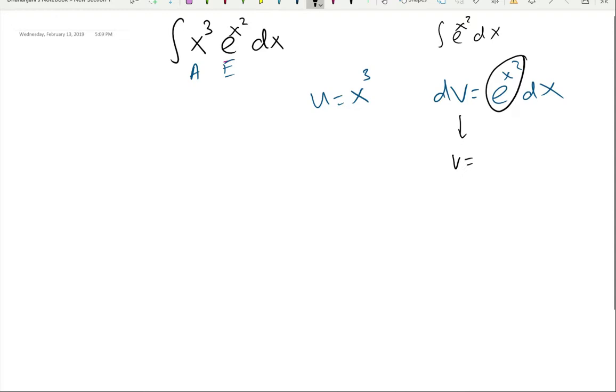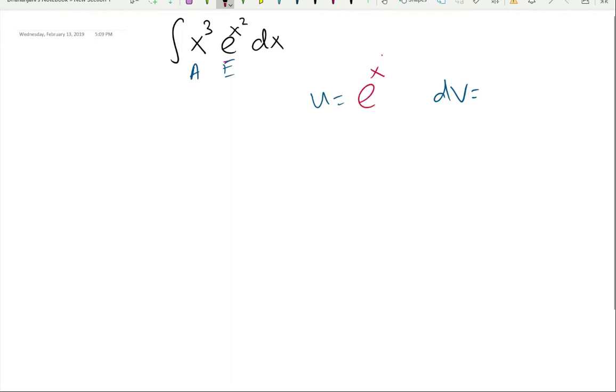What can we do? Well, you might think our choice for u and dv is wrong, so let's switch them and see what we get. If LIATE doesn't work, it seems like that's the only way, right? Let's choose u to be e to the x squared and dv to be x cubed dx. Now, can we find v? Of course, yes. If you integrate x cubed, it's x to the 4 over 4.